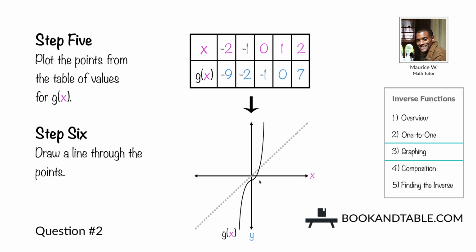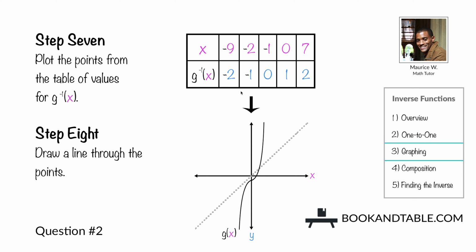And now we want to take the table for the inverse function and graph these points. So we'll begin with -9, -2. The next point is -2, -1. The next point is -1, 0. The next point is 0, 1. And the fifth point is 7, 2.